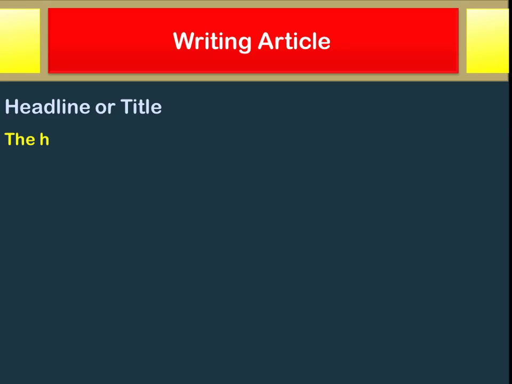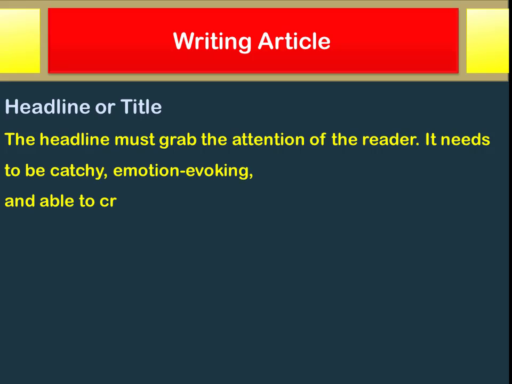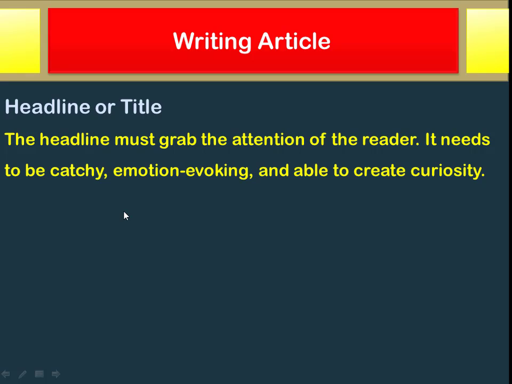So first is the headline or title. The headline must grab the attention of the reader. It needs to be catchy, emotion evoking, and able to create curiosity. So the headline is written on the topmost area of the feature article, and this should be catchy. It should draw the attention of the reader and should tell what you are going to write about.